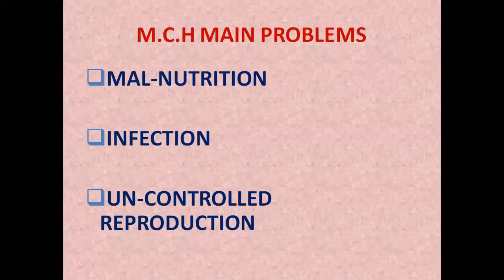When it becomes weakened, what happens? There are chances of infection. And when there is an infection, what happens? There is a loss of appetite, and loss of appetite leads to malnutrition. This is known as a vicious circle. Malnutrition leads to infection, infection leads to malnutrition. Now, the third problem in the M.C.H is called uncontrolled reproduction. Malnutrition, infection, uncontrolled reproduction. So today we are going to end the session.